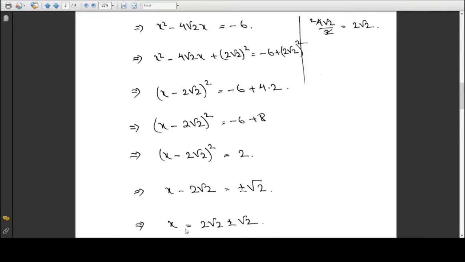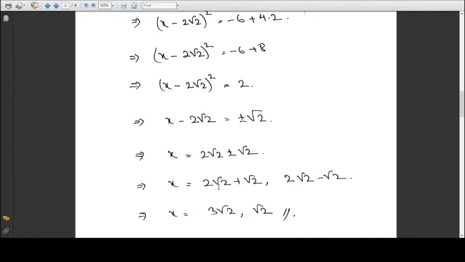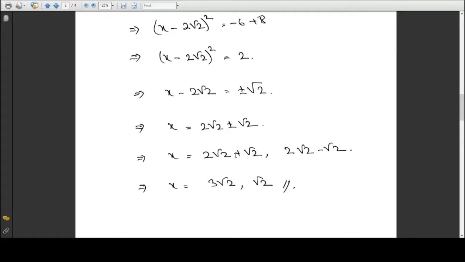Okay, then the next step will be, let's take this term to the right side. This minus will be plus 2 root 2, plus minus root 2. One you take with plus, the other with minus. 2 root 2 plus root 2, we have 3 root 2. Then 2 root 2 minus root 2, you will get only 1 root 2, with the sign of the greater, which is plus. Therefore this is the solution for the given problem.